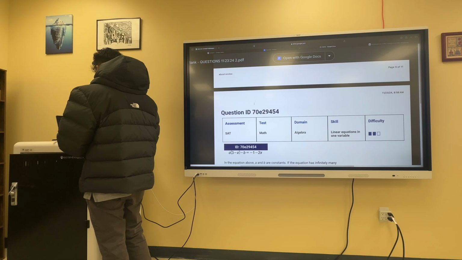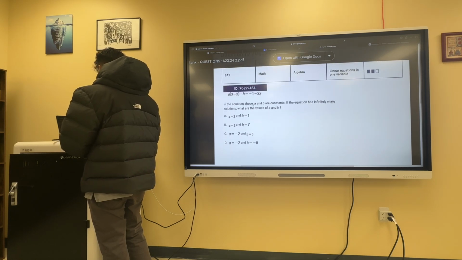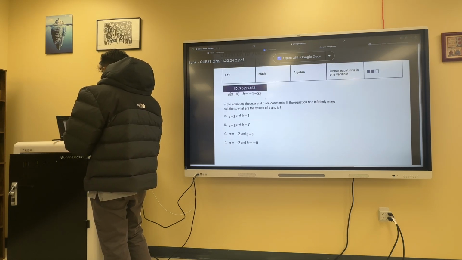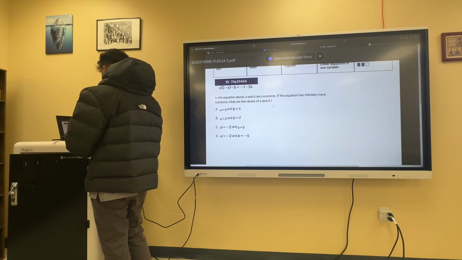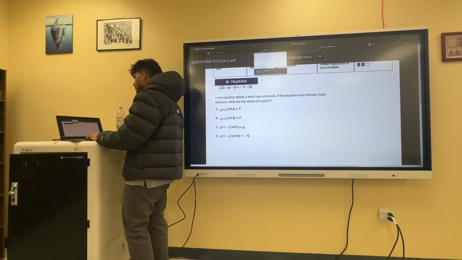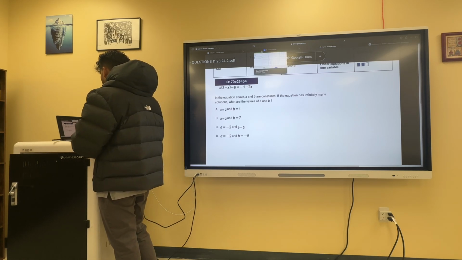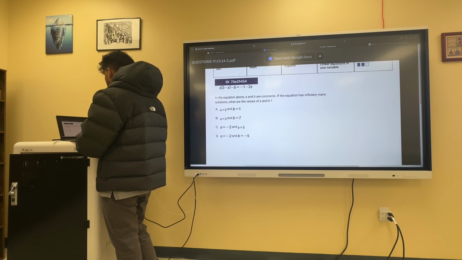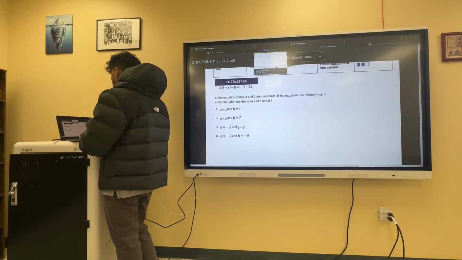Let's look at this here. In the equation above, a and b are constants. If the equation has infinitely many solutions, what are the values of a and b? Okay. So the first thing I'd want to do is again plug it into Desmos, but instead of plugging this in as one, I'm going to plug it in as 2 separate equations.